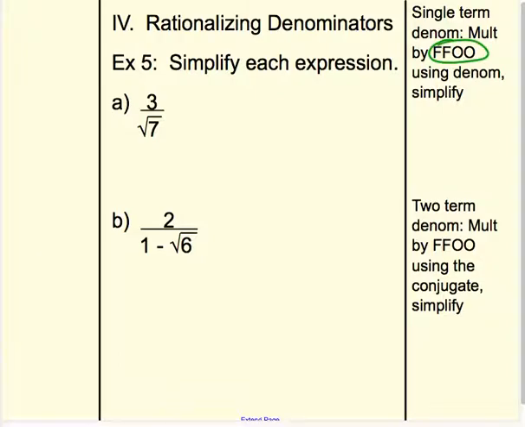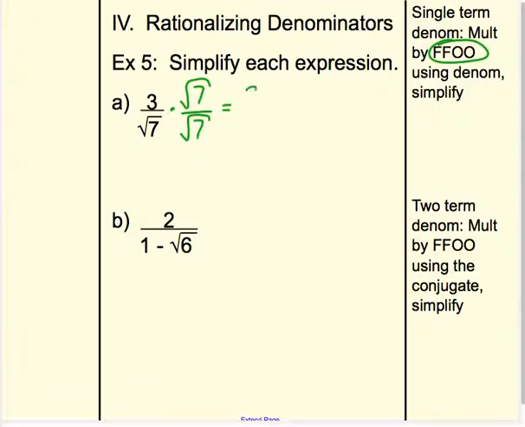of 1. So here our first directions, or our first steps are for single term denominators, which is what I have in part A. There is one term, one radical, in the denominator. So I'm going to multiply by a fancy form of 1. Remember, when we multiply by 1, it doesn't change the value of what we started with using the denominator. So my fancy form of 1 is the square root of 7 over the square root of 7.